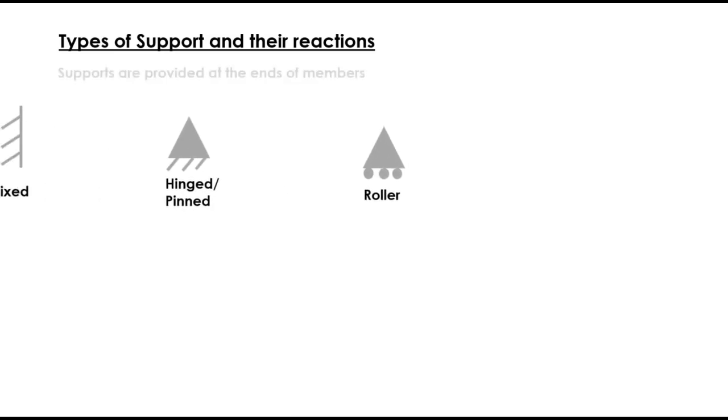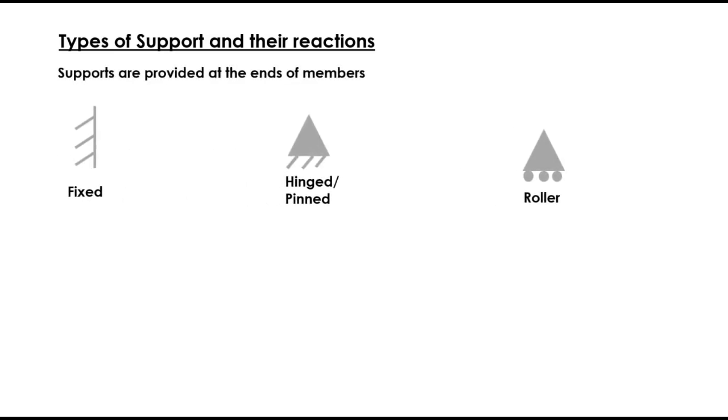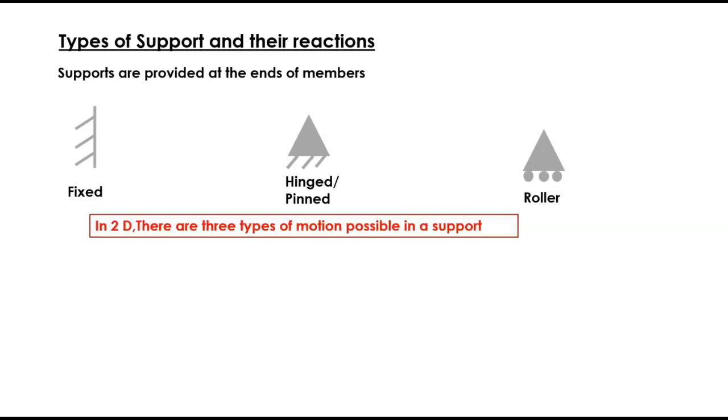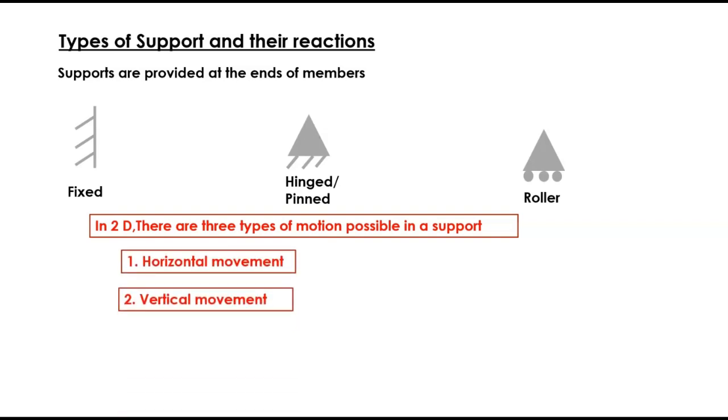Now let's look at the basics. What are the types of supports and the reactions? Supports are provided at the ends of the members. They are of three types, mainly fixed, hinged or pinned, and roller. In two-dimensional, there are three types of motion possible in a support. Number one, horizontal movement. Number two, vertical movement. Number three, rotation.